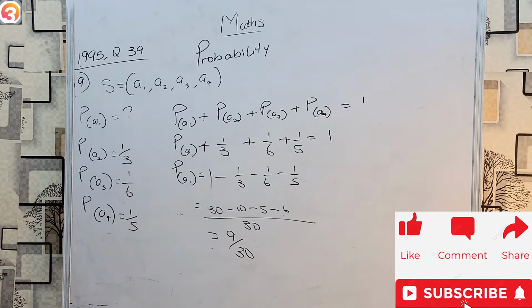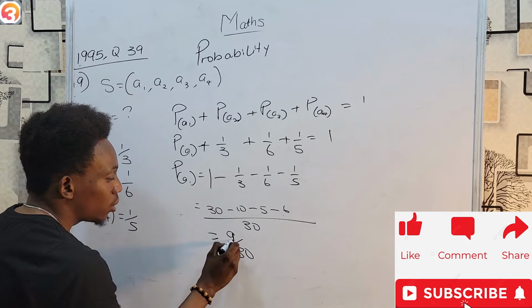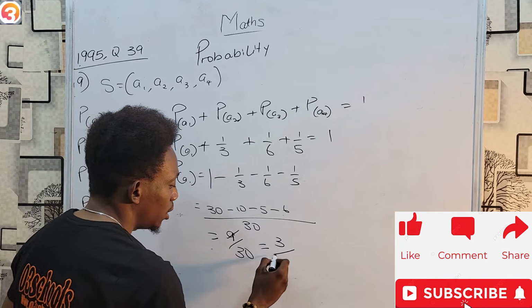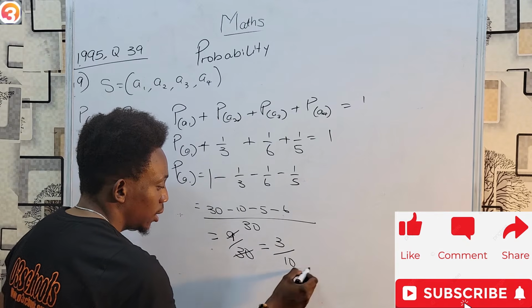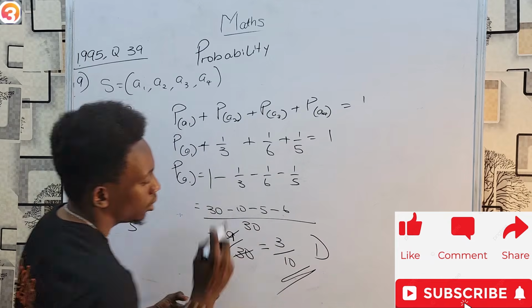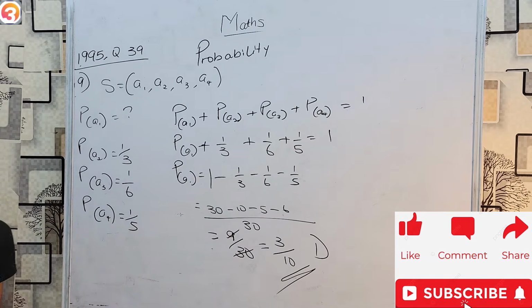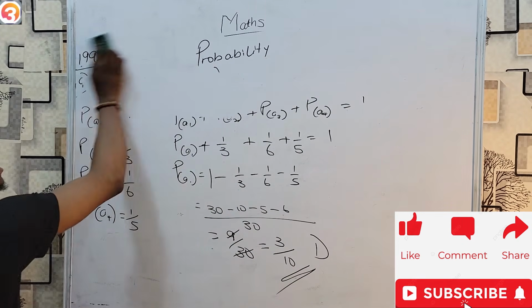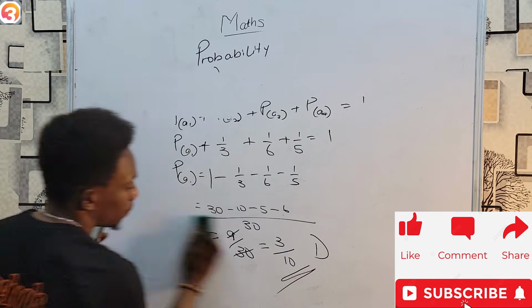Remember, you never see this in the options. Why? We like to simplify. Lowest form. 3 into 9 is 3. And 3 into 30 is 10. Meaning that my answer is option D. So you see, this is how simple probability is. A very, very easy topic.